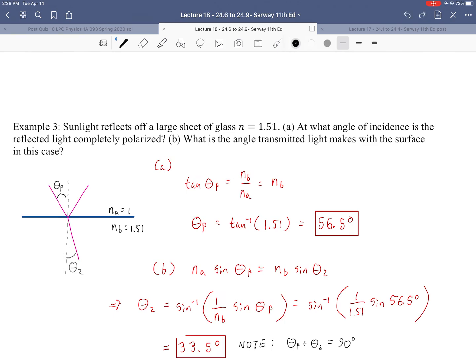So I could have even avoided using Snell's law and just taken 90 minus that, and that could have given me part B. So it's a good way to check your work, I suppose. All right, so that is polarization, the three types. Thank you.